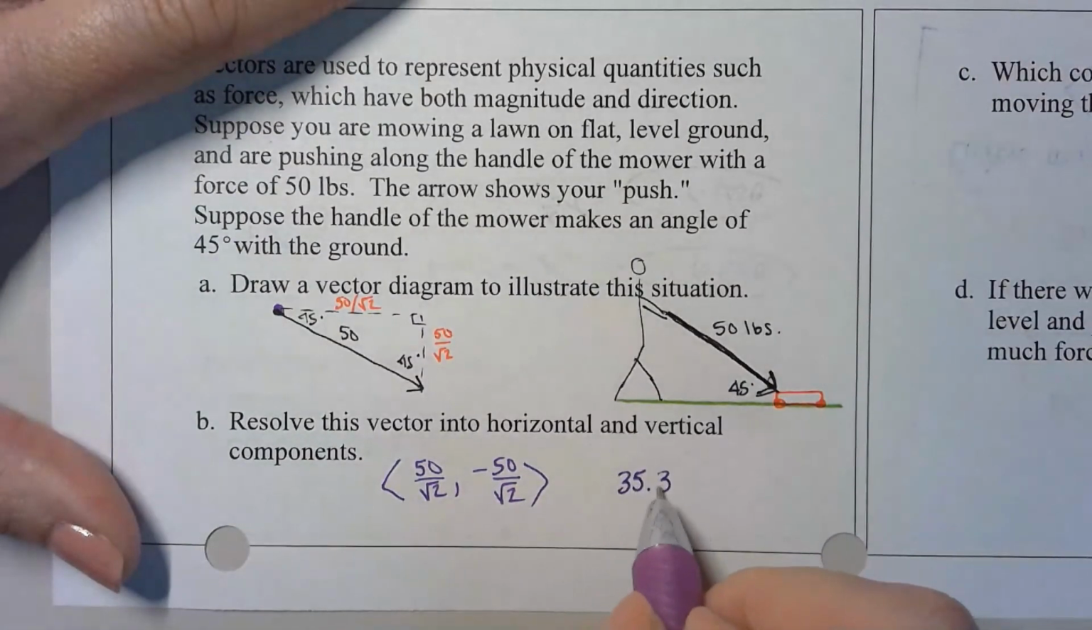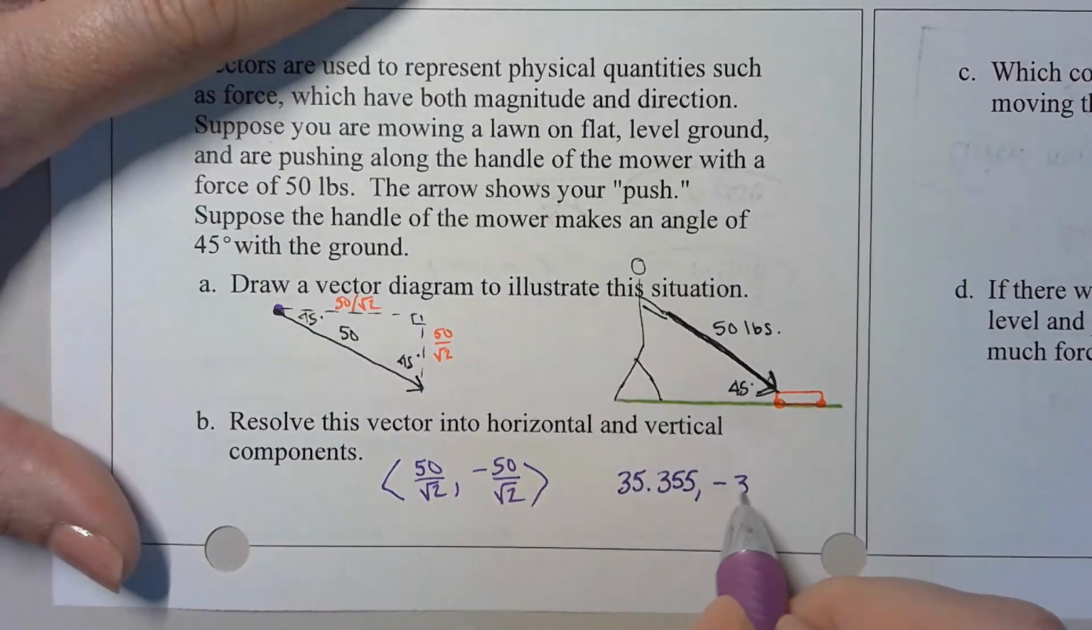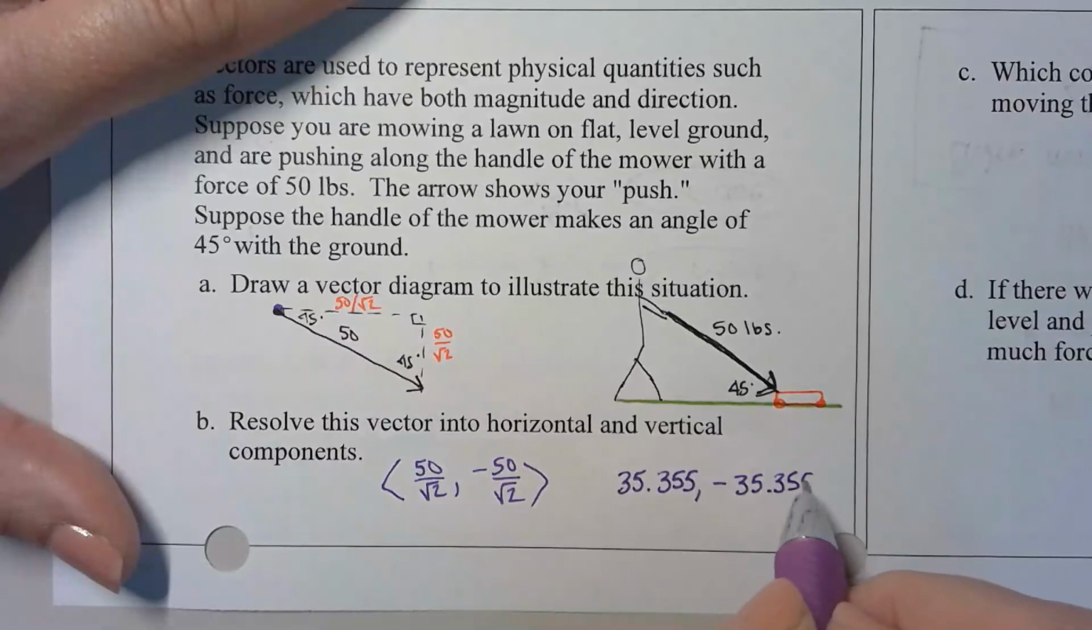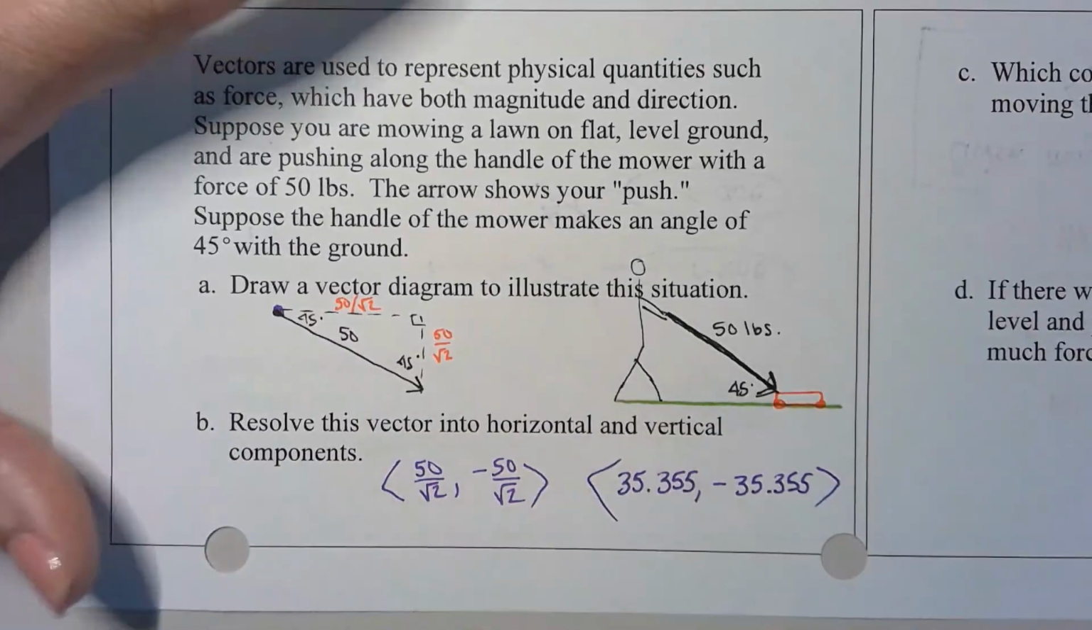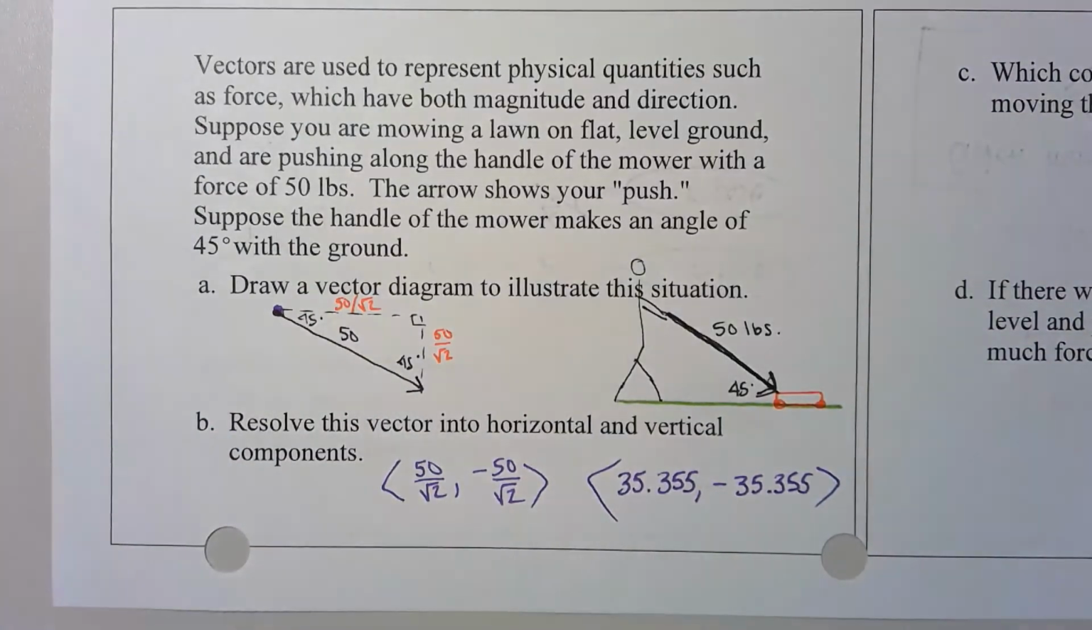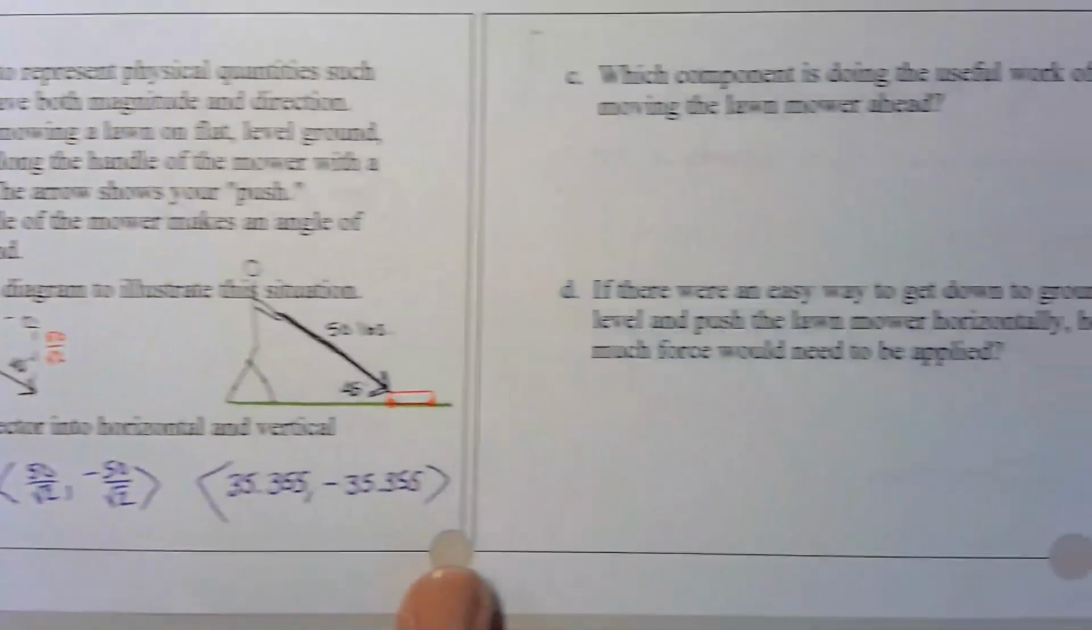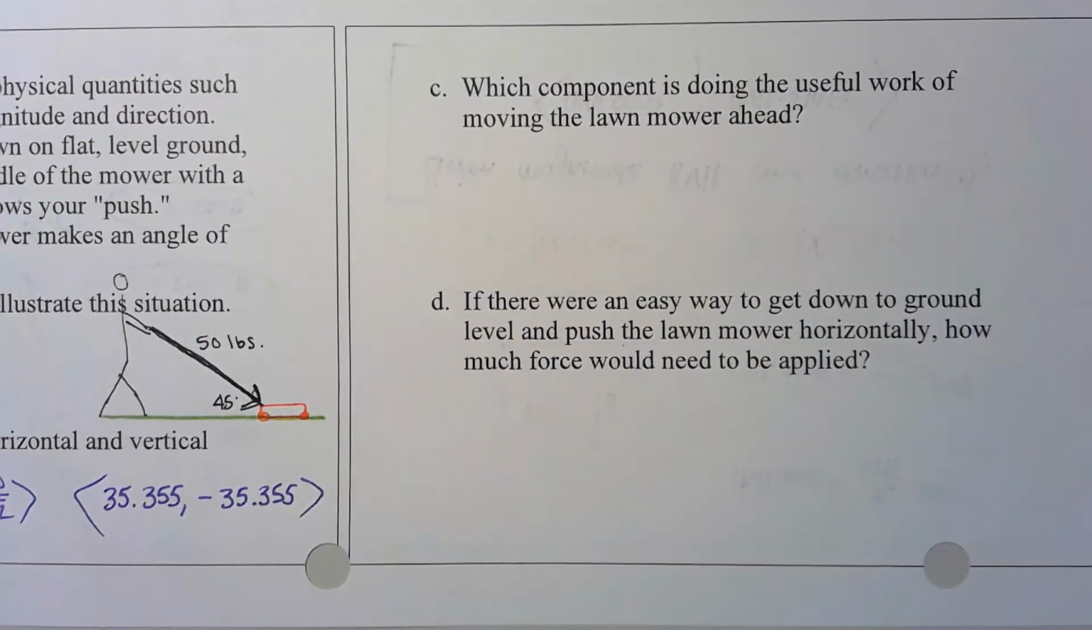So I have 35.355, negative 35.355. Okay. So then we get to question C, and it says, which component, the vertical or horizontal, is doing the useful work of moving the lawnmower ahead?